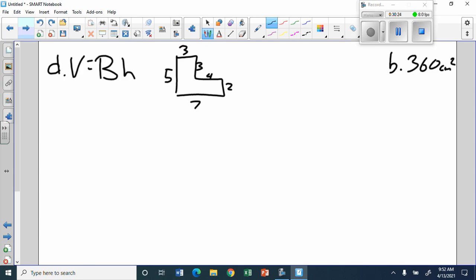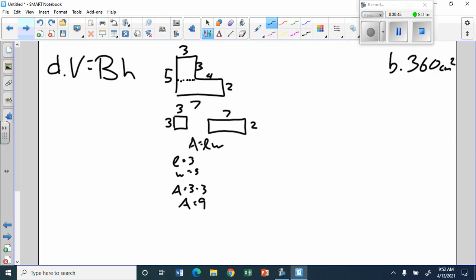Now I see what I have. I don't have a formula for that, but I can divide it right here. That gives me a 3 by 3 and a 2 by 7. Area equals length times width. In this case, length is 3 and width is 3. Area equals 3 times 3, which is 9. Over here, length is 7, width is 2. 7 times 2, 14. So 14 plus 9 is 23. That's my B.